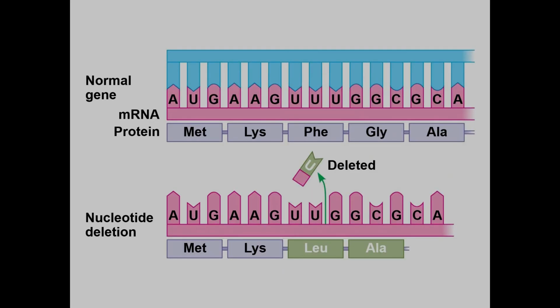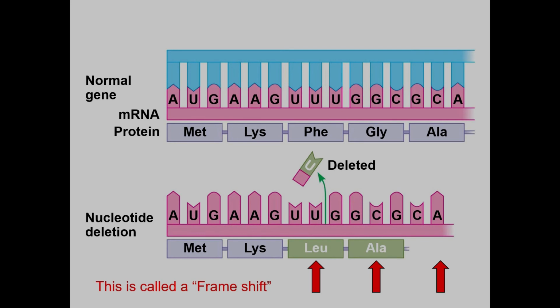Deletions are pretty much what they sound like. One nucleotide or base pair has been removed. In this case, everything from the codon where the deletion occurred and downstream of it will be affected. So we go from UUU to UUG. But since everything has slid over to fill in that missing U, all of the downstream has changed. So instead of having Phe-Gly-Ala, we now have Leu-Ala.